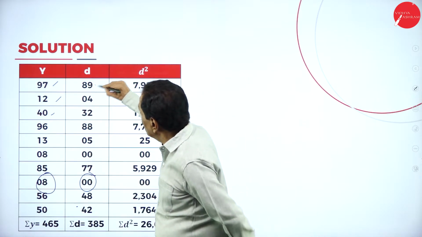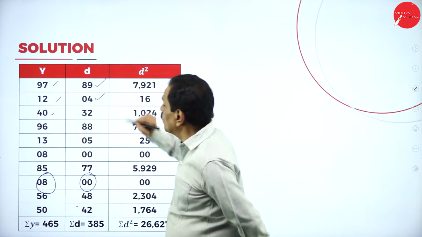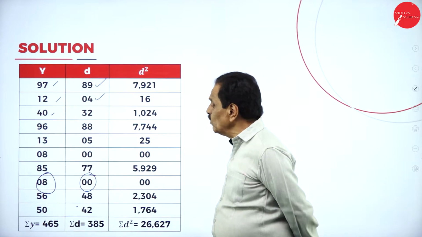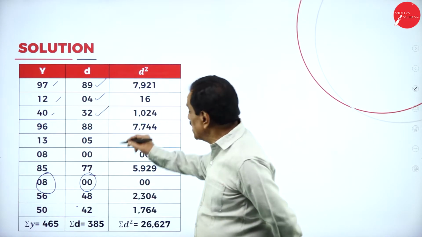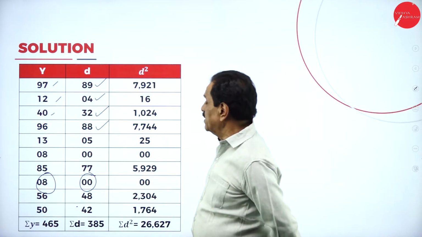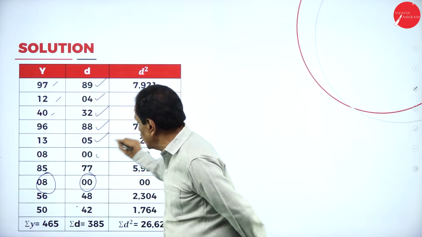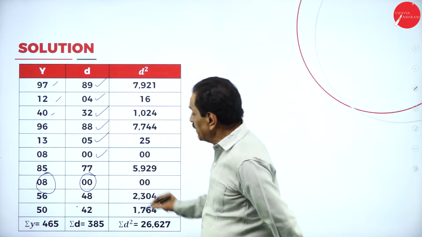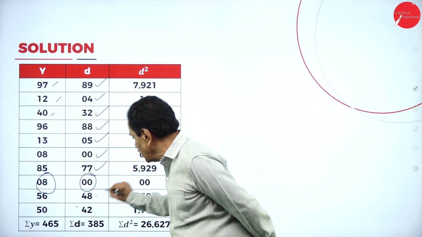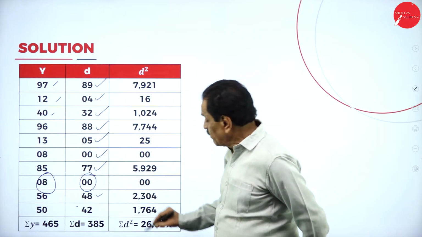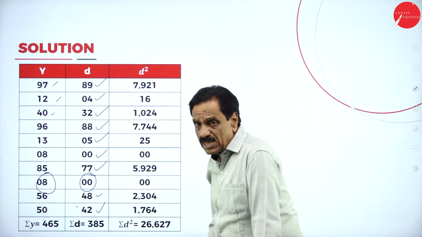97, how much more? 89 more. 12 means how much more? 4 more. 40, how much more? 32 more. 96, how much more? 88 more. 13, you have got 8, 5, 13. This is 0. 85, 77 more. This is 0. 56 is 48 more. Here 42 more. If we add the figures, it becomes 385.